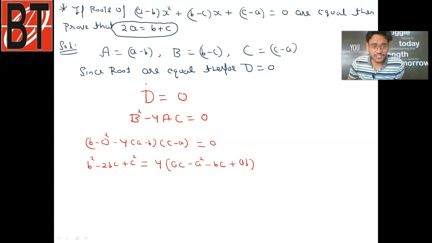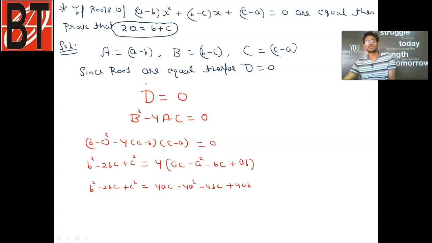Okay, so students, if I simplify, I will have B square minus 2BC plus C square is equal to, if I multiply 4 inside the bracket, I will have 4 times AC minus 4 times A square minus 4 times BC plus 4 times AB. So students, we got this expression.